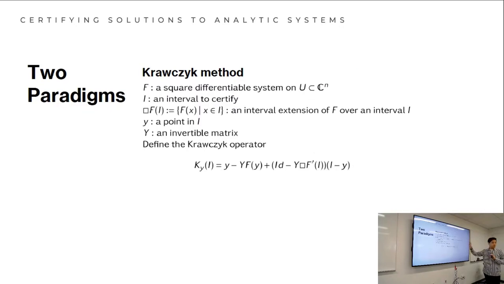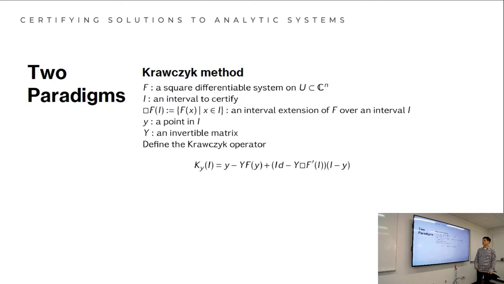So let's look at the Krawczyk method in a little more detail. Let's say that we have a capital F, which is a square system that is differentiable. This capital I is the region that we want to certify. It's given as an interval because we want to do interval arithmetic. With this I, we think about what is called the interval extension, which is denoted by the square bracket of capital F of capital I. This is just the collection of the values of capital F over the interval. And to certify an interval means that the system has a unique solution inside this given interval.